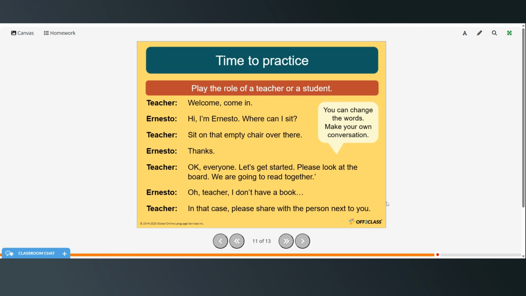All right, so now you can practice this dialogue. You can read it on your own if you want. If you have a partner, maybe you can practice with each person reading each part. You could also change some of the words to make your own conversation. So I'll let you do that one on your own.